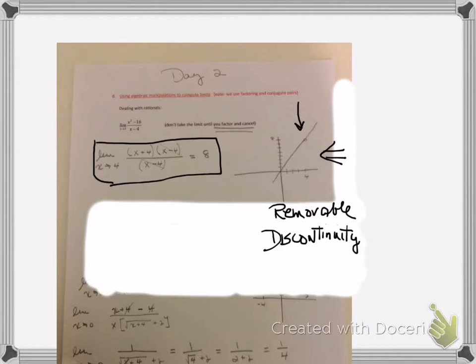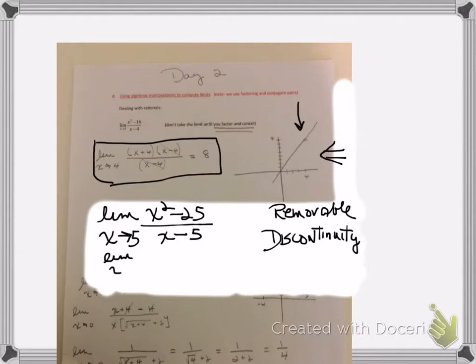What if I said I wanted to find the limit as x goes to 5, and here's my function, x squared minus 25 over x minus 5. Alright, if I plug in a 5, I can see my denominator is going to go directly to 0 and my function will be undefined. So let's factor first, cancel where we can, and then try to take the limit.